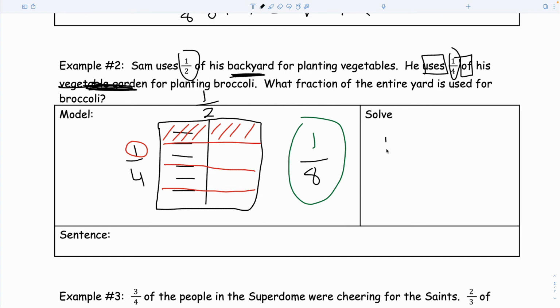Set up 1/2. Multiply 1/4. Multiply the top. Multiply the bottom. Do we get the same thing? No. Wait, I did 3/4 instead of 1/4. Got it. Thanks for fixing it.